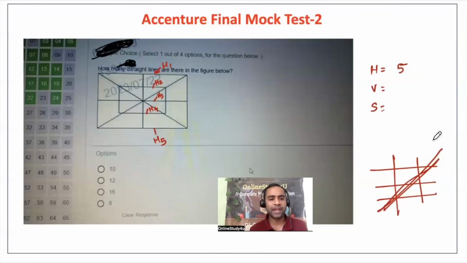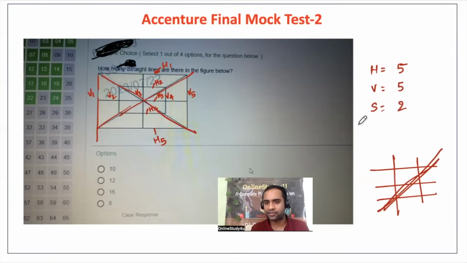Okay, now we will check for the vertical lines. This particular line is nothing but a vertical line, one, and then this is two, and then this is three, and then this is four, and then this is five. So we have a total of five vertical lines. So five horizontal, five vertical, and now slant. You can see this is one slant, and this is two slant.